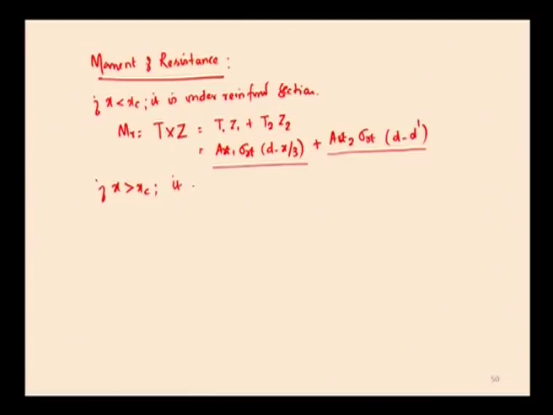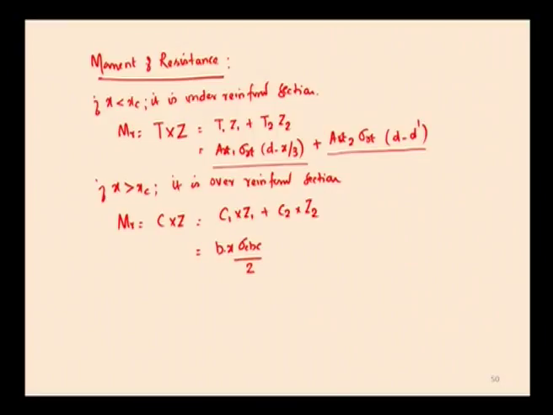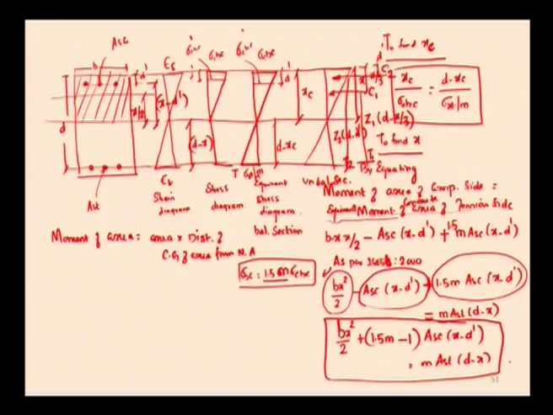If x is greater than xc, it is an over reinforced section. The moment of resistance for an over reinforced section is Mr equal to C into Z, which is C1 into Z1 plus C2 into Z2. C1 here is b into x into sigma CBC by 2 into d minus x by 3. This is the moment of resistance of the singly reinforced section, plus the moment of resistance due to C2.